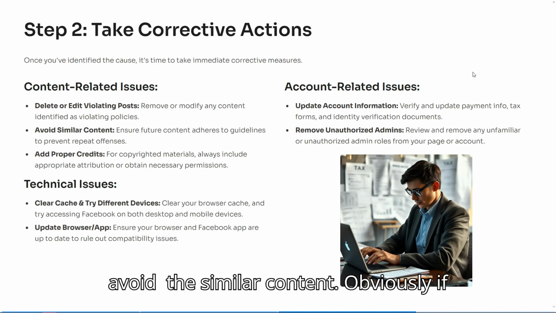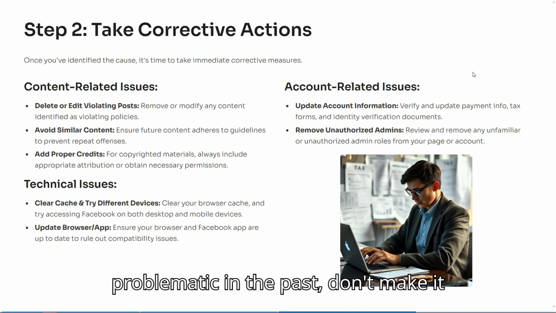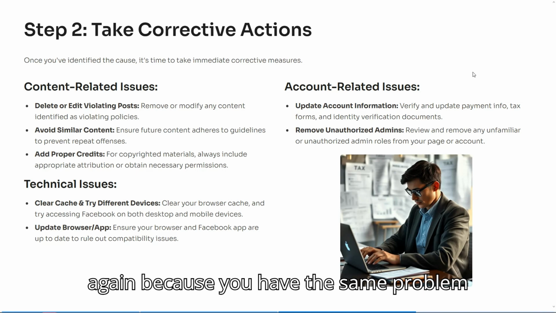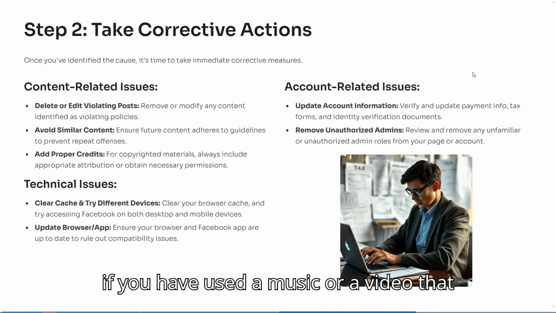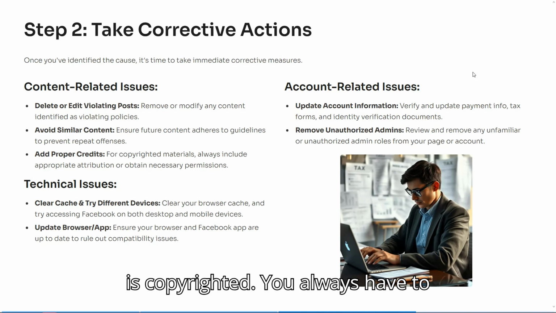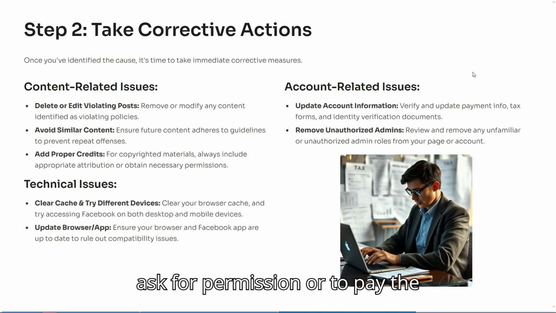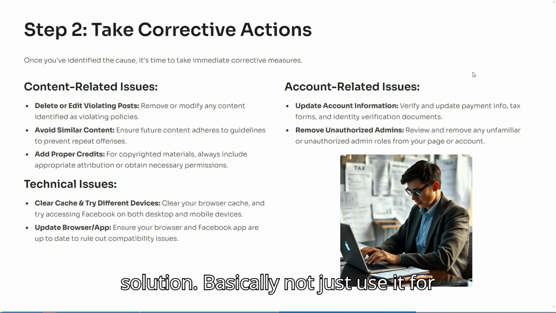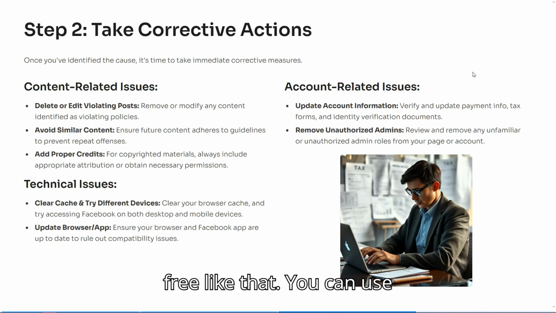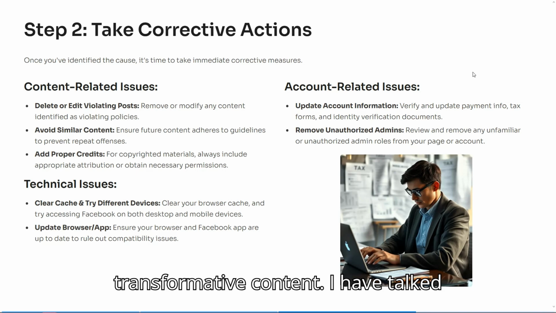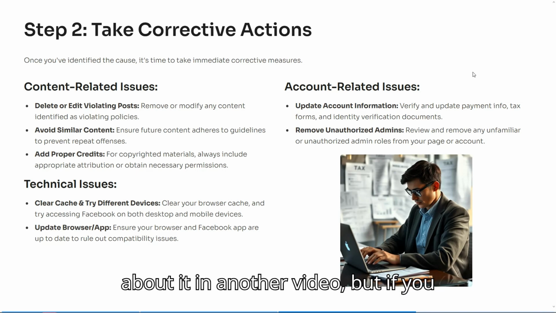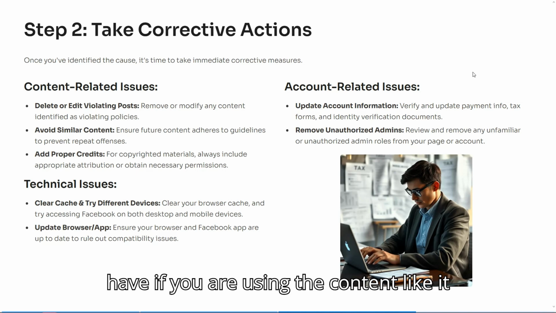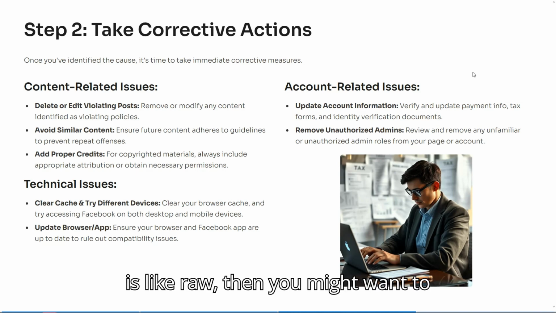Now, you have to avoid the similar content. Obviously, if you have made something that is problematic in the past, don't make it again, because you have the same problem. If you have used a music or a video that is copyrighted, you always have to ask for permission or to pay the copyright fees or to find a solution. Basically, not just use it for free like that. You can use transformative content. I have talked about it in another video. But if you are using the content like it is, like raw, then you might want to obtain permissions.